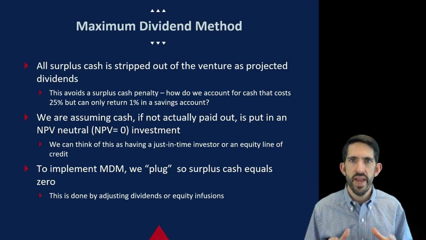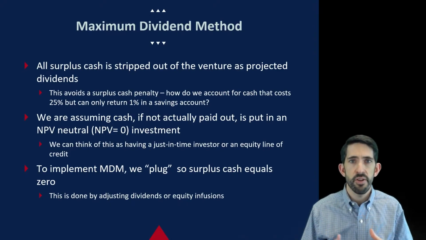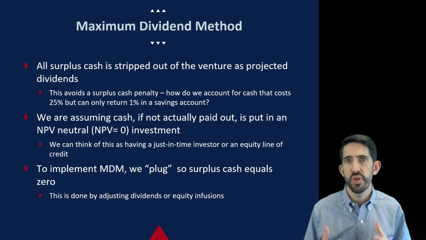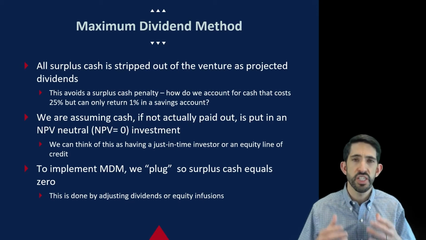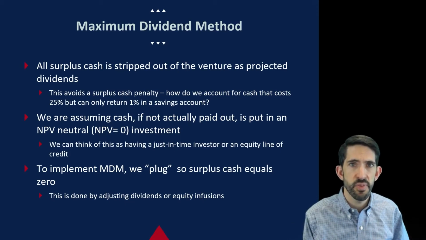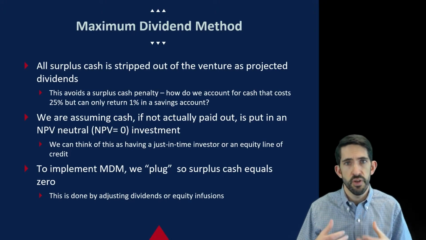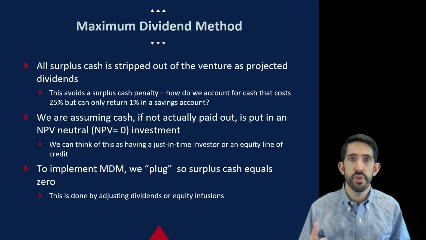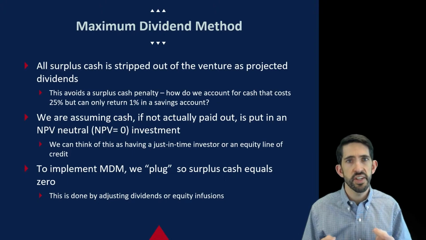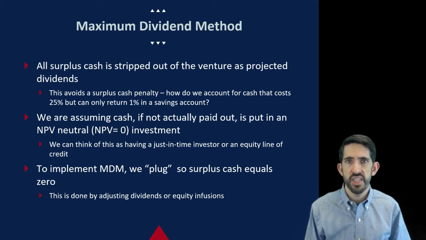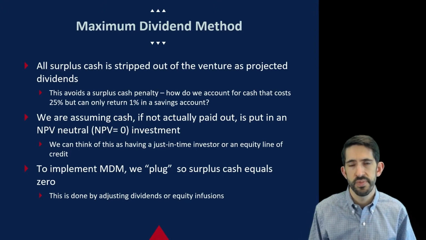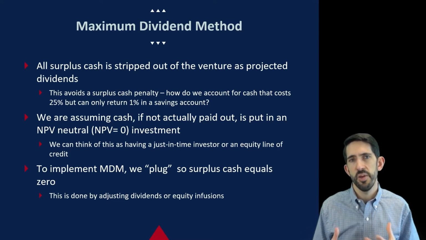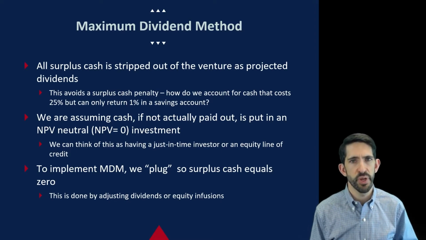All right, so on the maximum dividend method, what we're going to think about doing is projecting those dividends as the amount of excess cash or surplus cash we have in every period. So we're going to explicitly strip out those dividends from the company via the financial statements. We're going to show in the statement of cash flows a dividend coming out. That way we always keep the surplus cash equal to zero. Now what this does for us is it helps us to avoid an excess cash penalty.